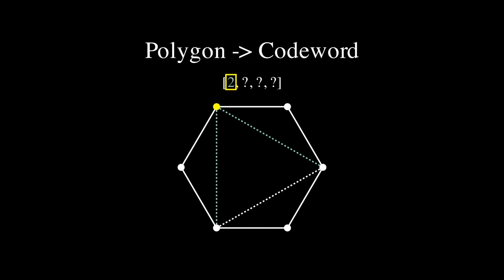Then we continue counterclockwise around the polygon until all spots in the code word are used up. So the next value is 0 since there's 0 edges coming out. Then for this vertex, we don't want to count any previously counted edges, so this value would actually be a 1 instead of a 2. And finally, there are 0 edges coming out of this vertex, so the final value would just be 0. So ultimately, the code word for this triangulation is just 2, 0, 1, 0.